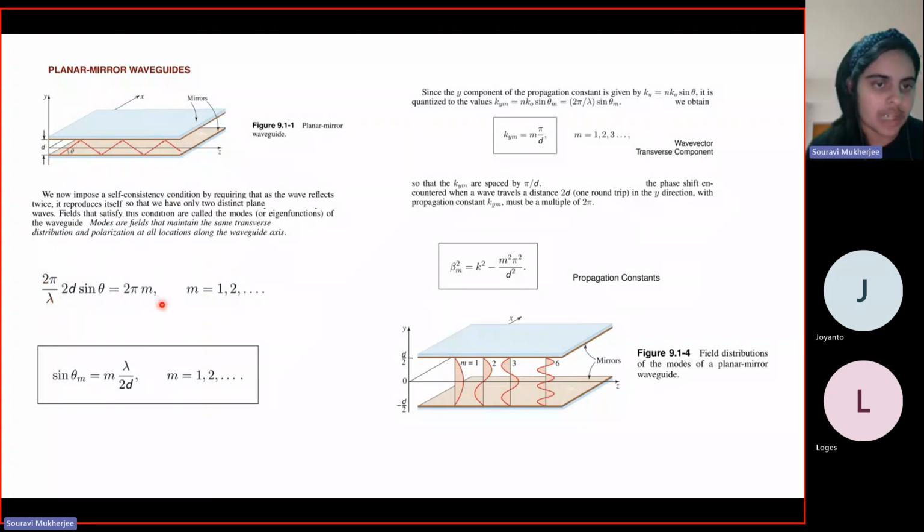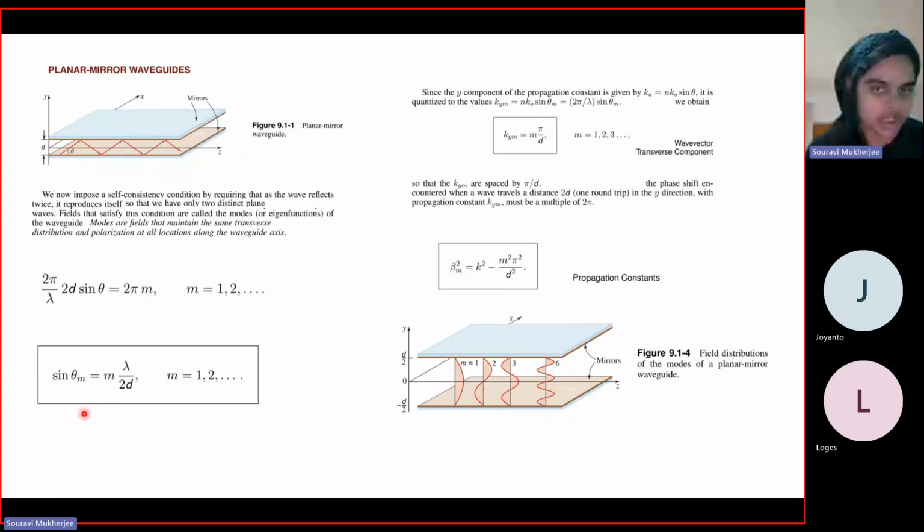Okay, and this sets a condition on the typical theta values that are possible, and this is given as theta m. So theta m, for m equal to 1, 2, and all the integral numbers, corresponds to all those angles at which, if your wave starts with this particular wavelength, it will be able to propagate, right?